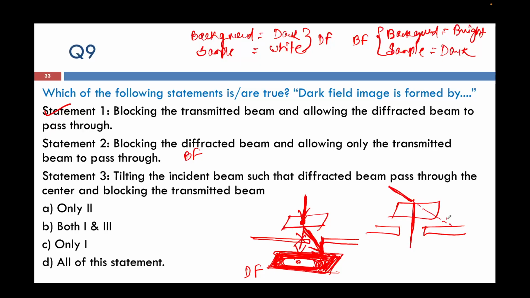However, my transmitted beam will be deflected or stopped by the aperture, right? So this is how I will also create another dark field image. So statements 2, 1 and 3, that means option B is the correct answer.